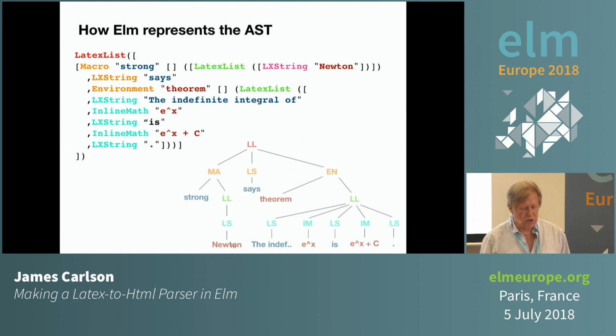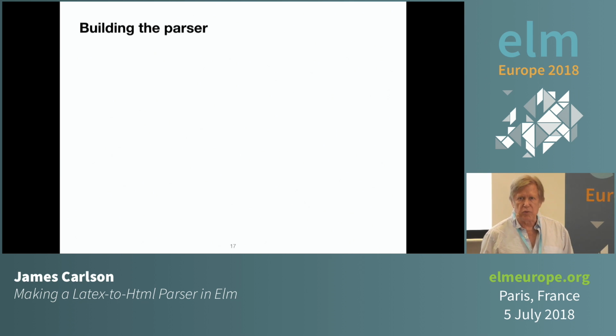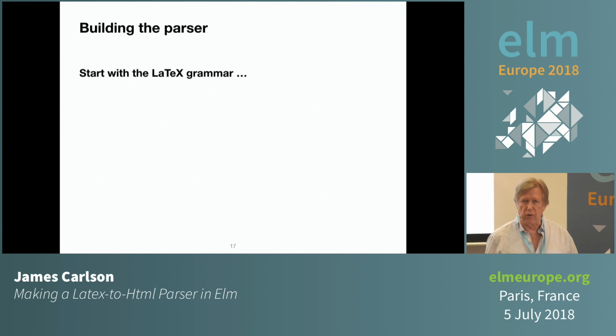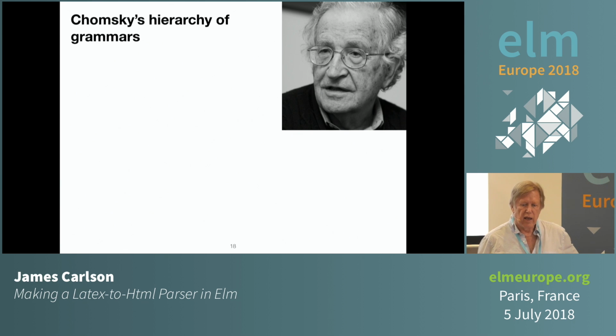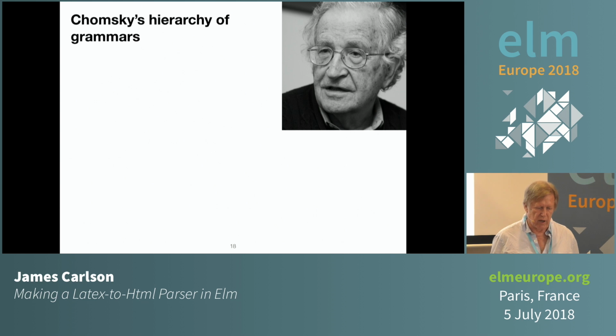And once again, if you just follow the colors, you can understand it. But that's clearly an Elm value of type LaTeX expression. Okay, so how do you build the parser? Well, the usual way to build a parser is to start with a grammar. The problem is that there is no written grammar for LaTeX, so we have to reverse engineer one. And to do that, it's useful to think at least about what kind of grammar you have.